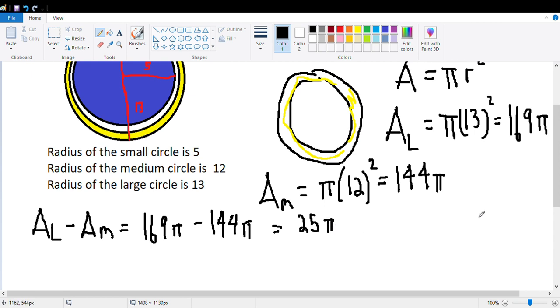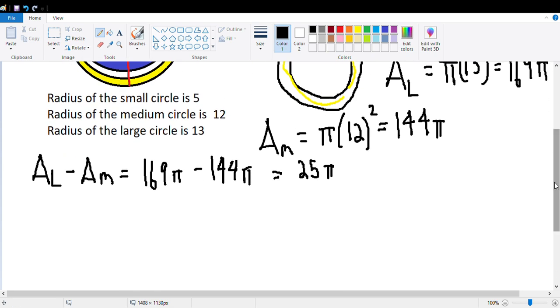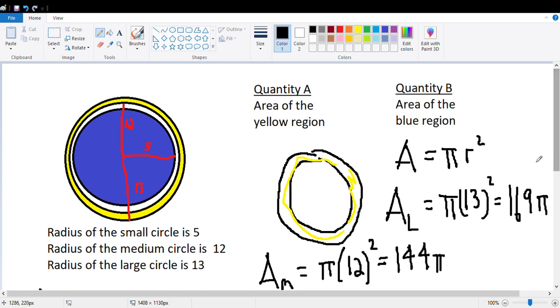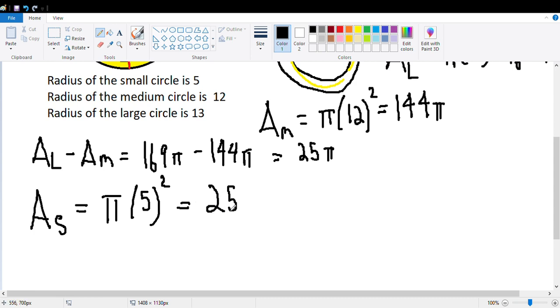Alright, so that's the area of the yellow part here, the shaded yellow part. So that would be quantity A. So quantity A so far is 25 pi. Alright, so what's the area of the blue region? Well, the area of the blue region is just literally the area of that small circle. So what's the area of the small circle? The area of the small circle, I'm going to label it A subscript S, is again given by the equation for the area of a circle: pi r squared. Our r here, the radius of the small circle, is 5. So that's 5 squared, which is 25, and we get 25 pi.